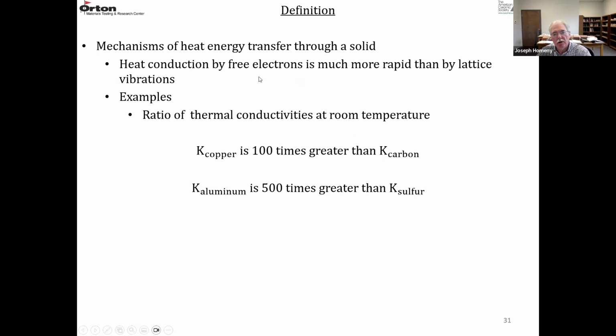So heat conduction by free electrons is much more rapid than by lattice vibrations. If we look at room temperature, we can compare copper to carbon. Carbon is a pretty high thermal conductivity refractory, but copper is still 100 times greater than carbon. And aluminum is 500 times greater than a material like sulfur. So heat conduction by free electrons is much more significant than by lattice vibrations.